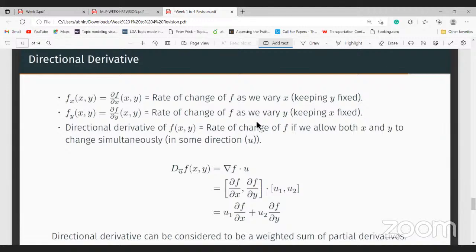Suppose I have a function f, and it is dependent on three variables x, y, z. And suppose I want to see how the function changes when I am allowing x, y, z, all three, to change simultaneously in a given direction. I call it directional derivative. Got it, right? So all three x, y, z are changing simultaneously in a given direction.